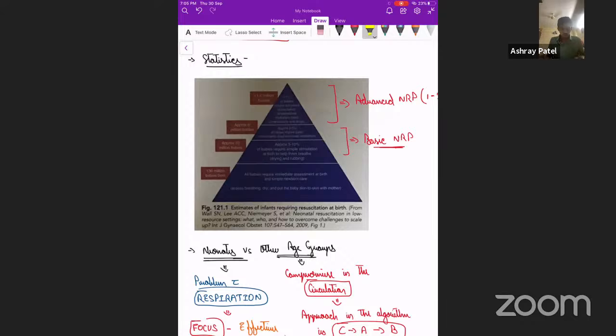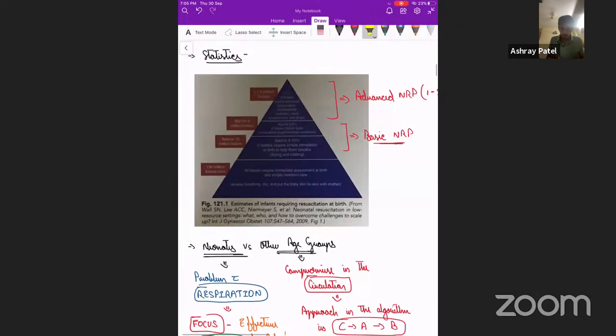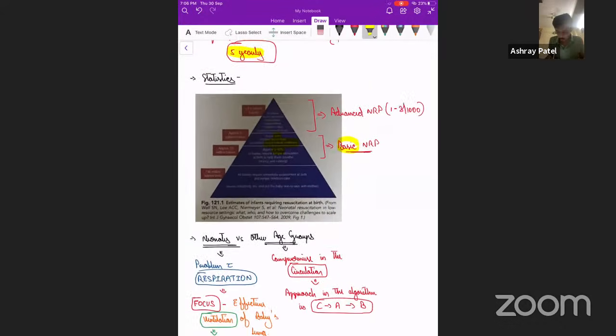Of the 100 babies that are born, approximately 5 to 10% might need tactile suction and stimulation, which is the first initial step of basic resuscitation, and around 3 to 6 of the 100 babies might need bag and mask ventilation, which is the positive pressure ventilation required. Those two account for basic NRP. Going further, of the 1,000 babies, around 1 to 3 might need advanced NRP, that is an alternate airway like endotracheal intubation.